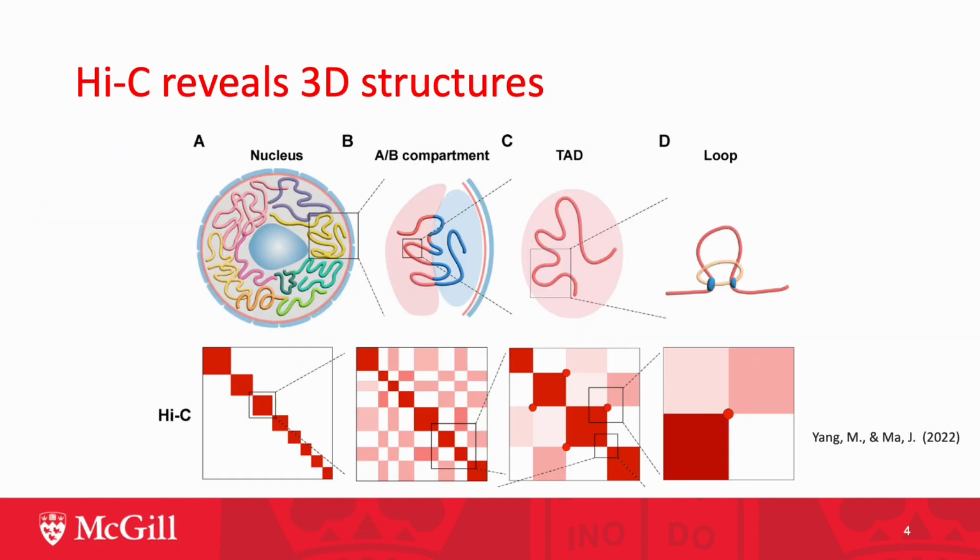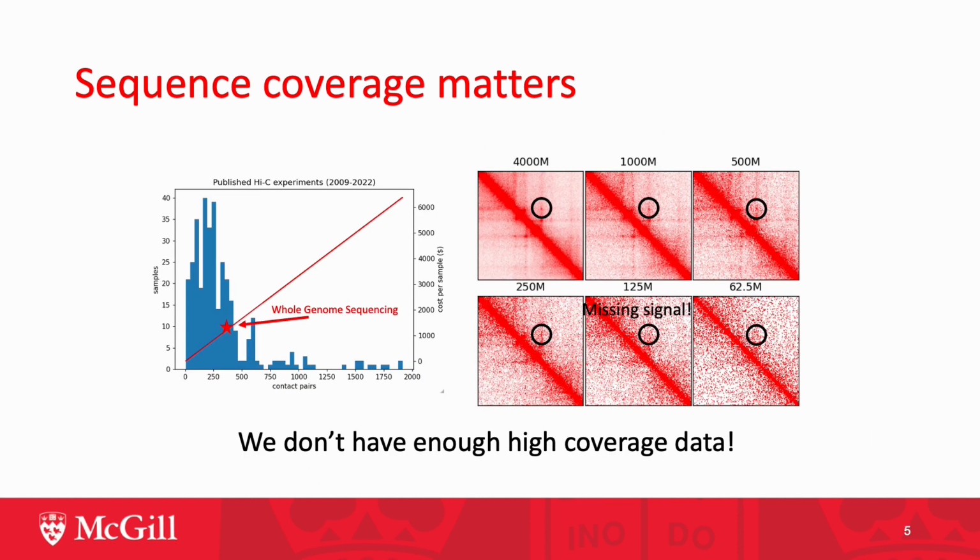As mentioned, there are different types of 3D structures. Each of the 3D structures corresponds to a special pattern on the Hi-C contact map. So if we have a Hi-C contact map, we can detect such patterns to identify different types of topological structures. How to detect topological structures from a Hi-C contact map is not easy.